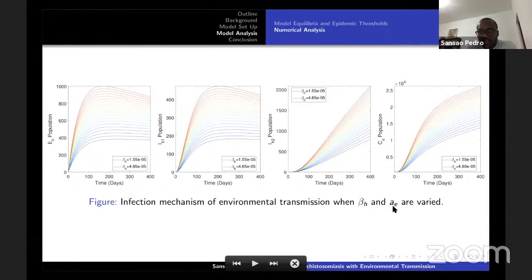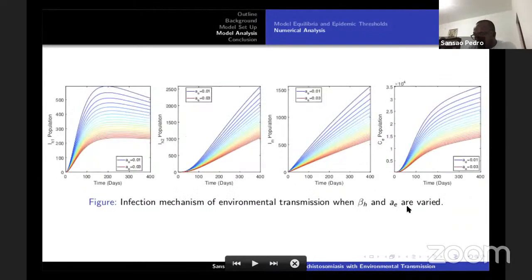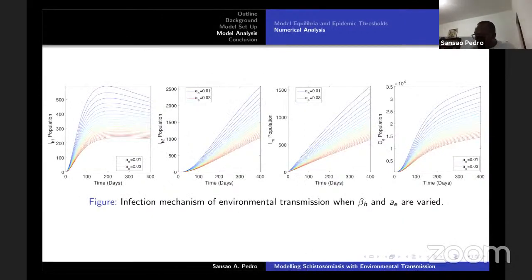Another parameter that we show in the next slide is AE, which is the escape rate of humans. In terms of control, look at it as if we are protecting the humans. So if we increase or decrease it, what happens? We see that if we increase this rate, they stay a shorter time in this particular compartment, so they contribute less. So we have a reduction here in the infectives.